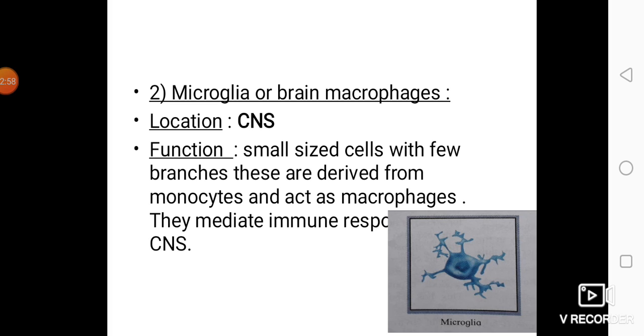Macrophages are amoeboid cells. They carry out phagocytosis. That means they can engulf solid particles which come in their way, and the engulfing of solid materials by a macrophage is called phagocytosis. These macrophages help in the removal of dead cells as well as cellular debris.